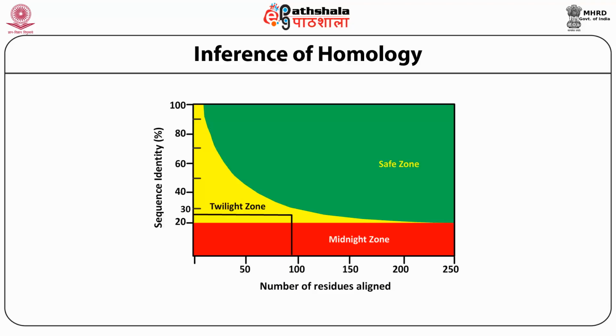Therefore, it is safe to infer that the two sequences are homologous. Consequently, the knowledge about HPR from E. coli can be applied in understanding the structure and function of HPR from E. faecalis.